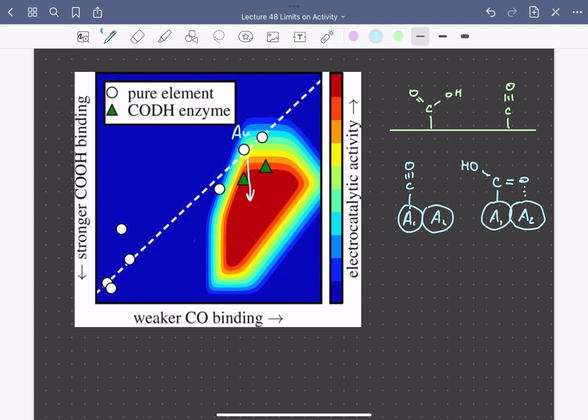So calculations for the binding energy of these 2 intermediates on these active sites are shown here in green. And we can see that they fall off the scaling line and can access much, much higher activity.